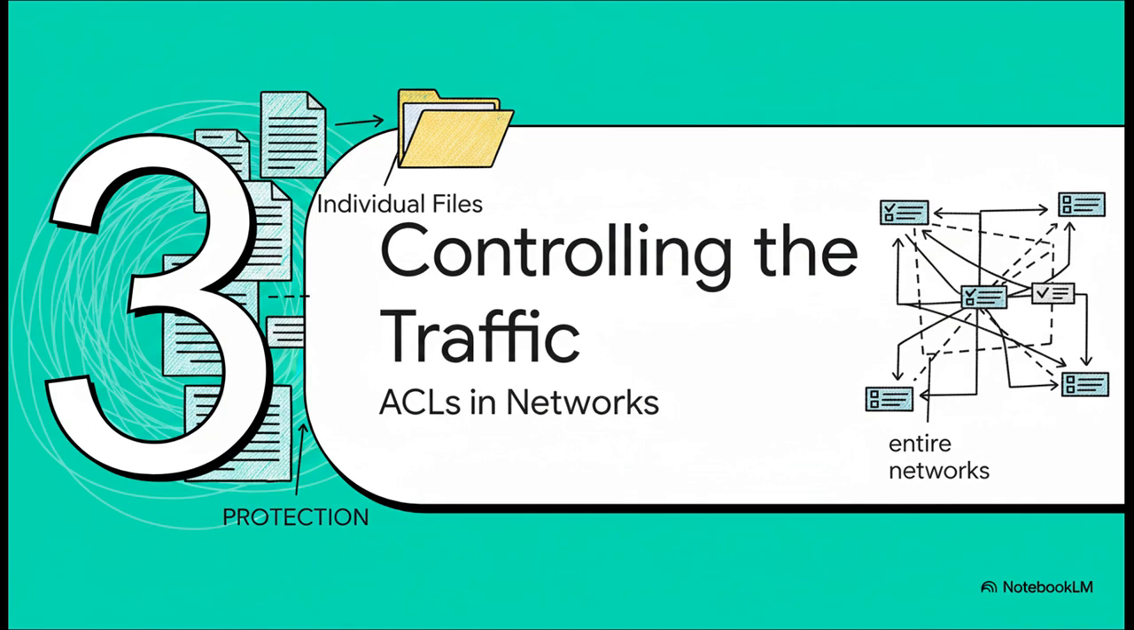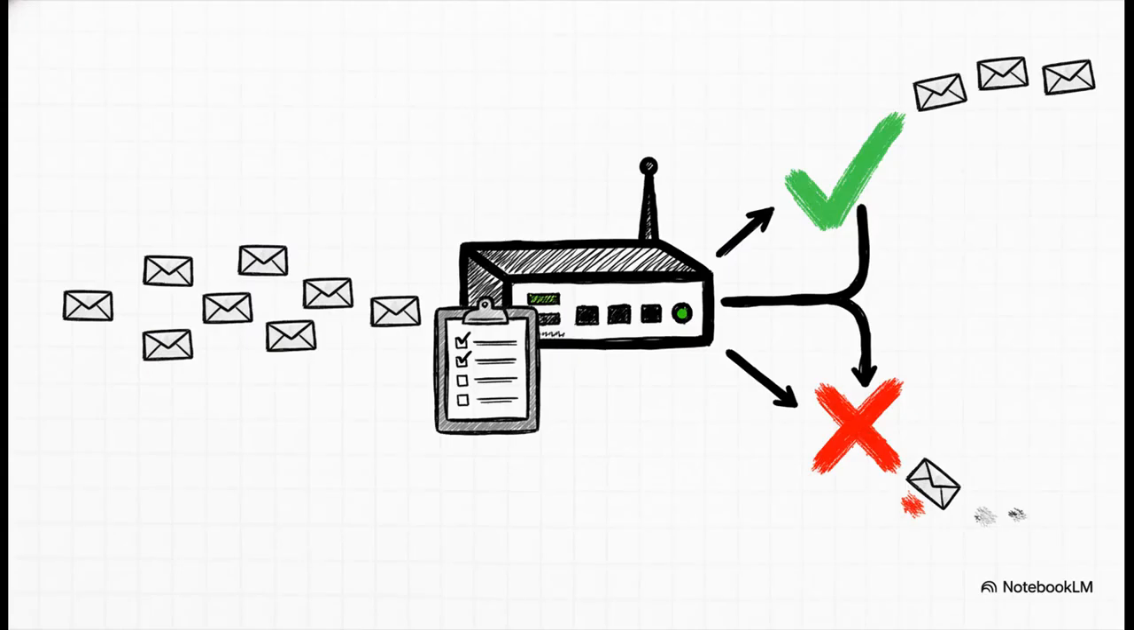Okay, so we've seen how ACLs protect individual files. Now let's zoom out and see how this same idea scales up to protect entire networks. Turns out that same simple list concept is absolutely perfect for controlling the flow of digital traffic. So in this scenario, our bouncer isn't guarding a file anymore. It's a router or a switch. And the folks trying to get in, they're data packets flying across the internet. The ACL is what tells the router which packets get a pass and which ones get dropped, all based on stuff like their IP address or their port number.